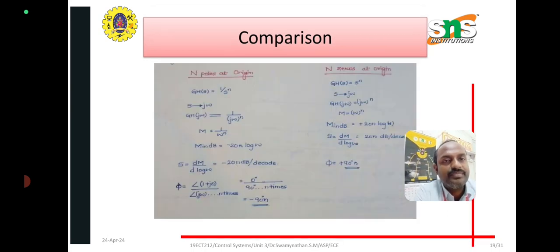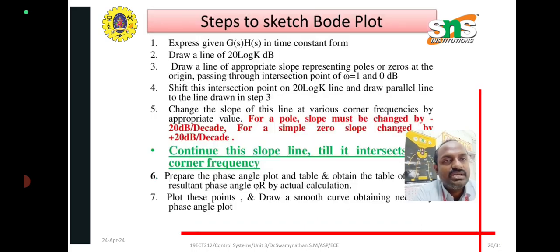So this is a simple comparison between the n finite poles and infinite poles. Same thing for another comparison, n poles at origin and n zeros at origin. Here you get 1 by s power n, you just substitute s equal to j omega, and on the right hand side also the same thing, s power n, s equal to j omega, to convert the s domain into angular frequency, that is the frequency domain, and from this you can calculate M and phi. So this is the comparison between the n poles at origin and the n zeros at origin.